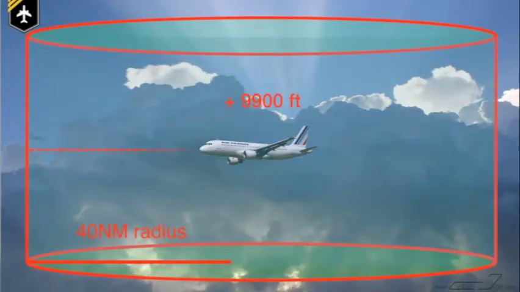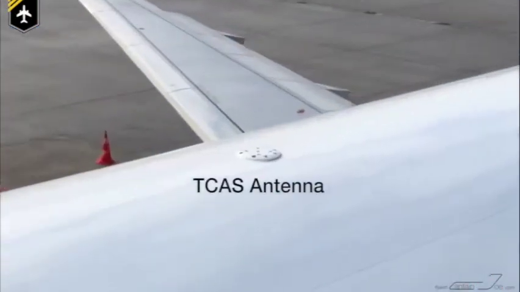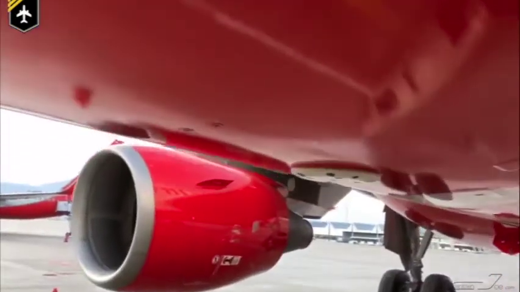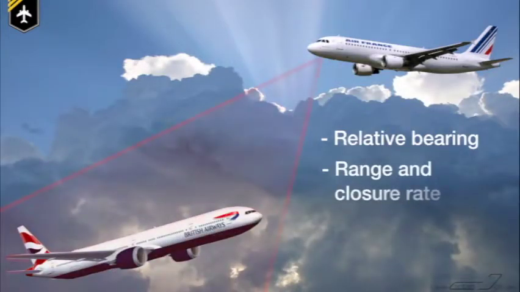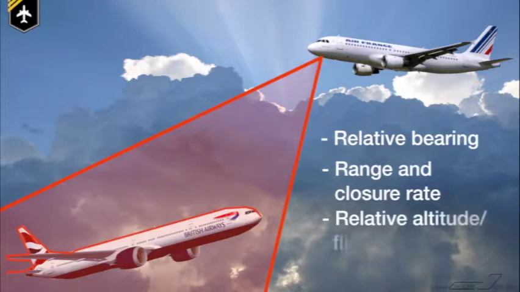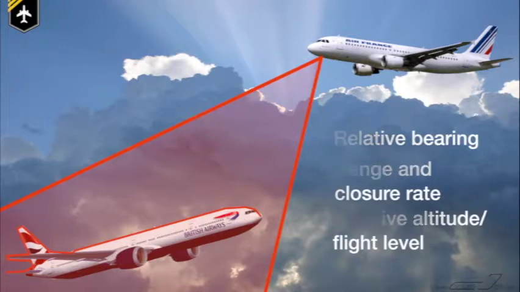Therefore, the TCAS has two antennas fitted, one at the top of the fuselage and one at the bottom. The antennas are on a constant lookout for transponders of intruders, because from the transponder signal the TCAS determines for each intruder its relative bearing, its range and closure rate, and its relative altitude if available. Why do I say altitude if available? Because some smaller aircraft only have a Mode A transponder.